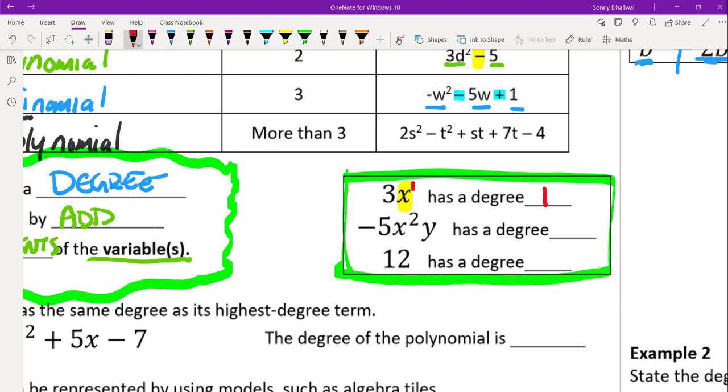Now, the second term that I've shown here has 2 variables. It has an x, it has a y. So you need to add the exponents of the x and the y. So what's the exponent for the x? 2, yeah? What's the exponent for the y? So the degree of this term is 2 plus 1, which is 3.